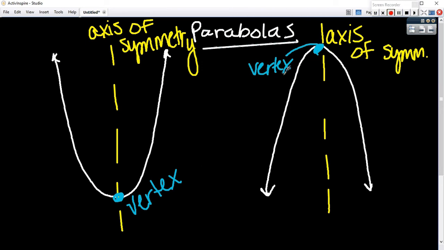Now, a couple of things happen here. For one, if that parabola is happy and opening up, the vertex is the lowest the parabola ever goes, all right? So here, it's a minimum. But if I look at it and it's opening down, this vertex that sits at the top like that is the highest, so it's a maximum, okay?